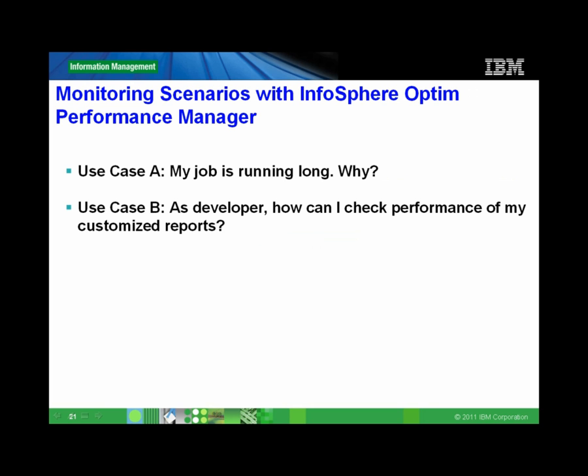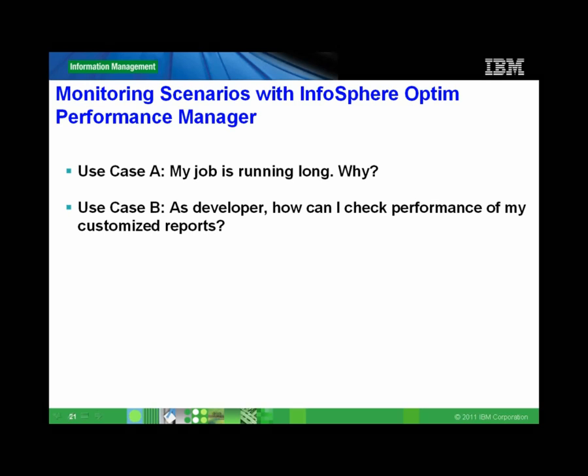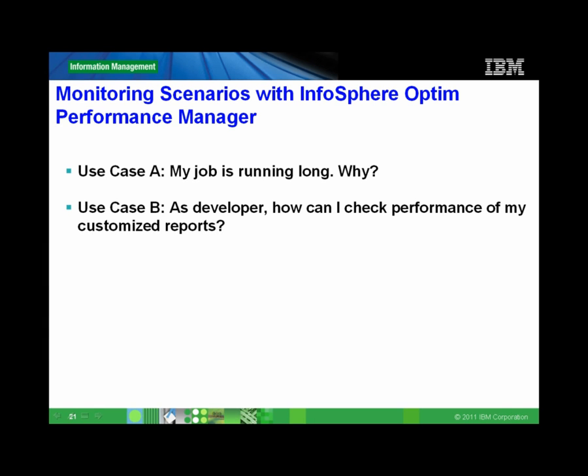In the next section, I will give you more insight into how you can use the InfoSphere Optim Performance Manager in your SAP environment. I will do this by showing 2 use cases. Use case A: imagine a user complains that the job is running long and would like to know why. And use case B: probably the SAP application developers in your company write their own reports in the Z namespace. Before transporting them to the SAP production system, they would like to check the performance of the customized reports. How should they do this?